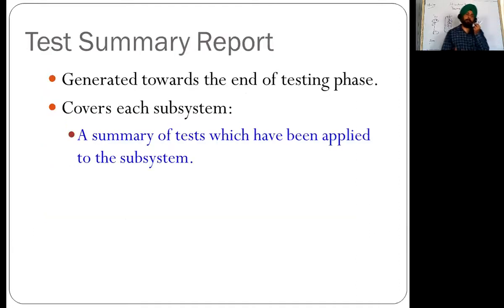Then we generate the report of the test. Whatever tests we have performed up till now, we generate a report known as the test summary report. It is generated towards the end of the testing phase. It covers each subsystem. The report of all the tests we have performed is written in that particular test summary report. Next.